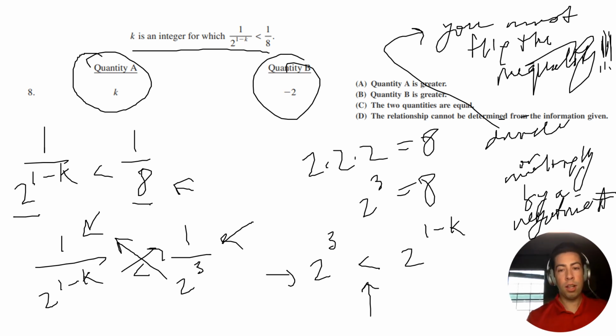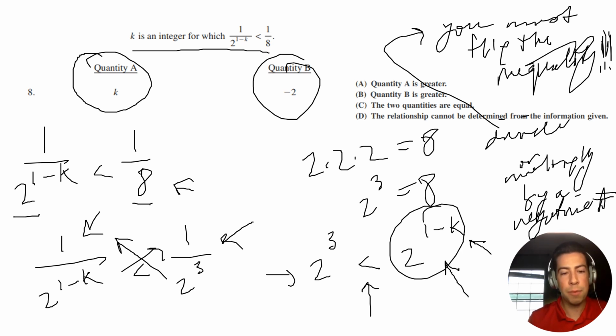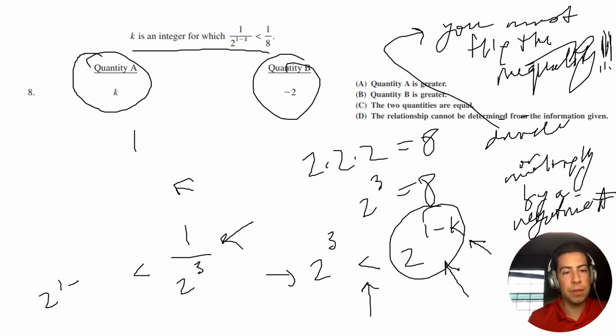Luckily, we know that 2 is positive. It can never be negative in this case. No matter what k is, 2 will always be positive. Or, I should say, this entire quantity will always be positive. So hopefully you guys see that. Now let me go to the next step.